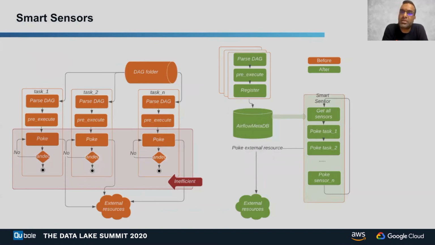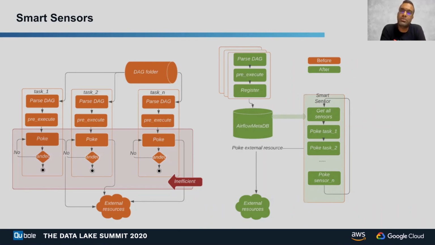And then this smart sensor is also a multiple worker. It's also multiple DAGs running on the same infrastructure. So basically it will go and look through the table, see all the sensor tasks which are pending and execute them, and then it will run again, something like that. So rather than each worker doing this, it will do it in batches basically.